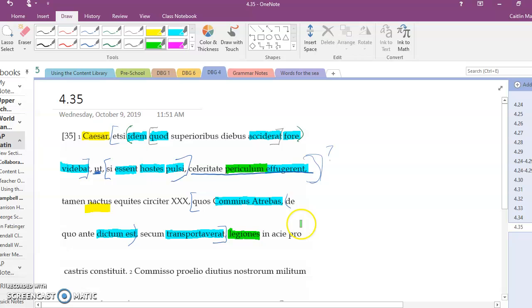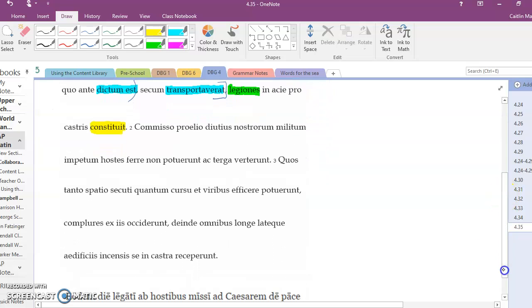Legiones in Achaea, pro castris, and then the verb that Caesar did. Here's the thing he did. Having noctust, he constituted the legiones in Achaea, pro castris. That's where. Commisso proilio, that looks like an ablative absolute, with the proilio having been commissoed, having been begun.